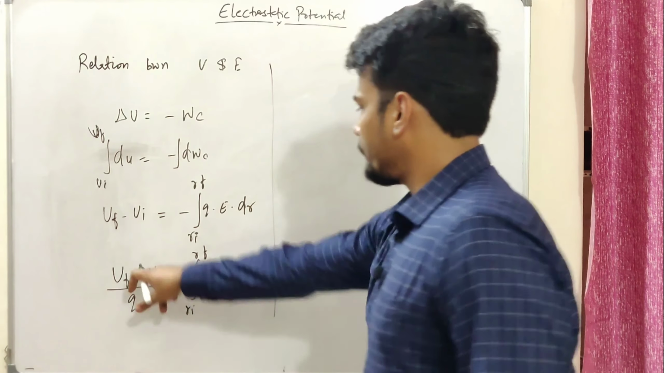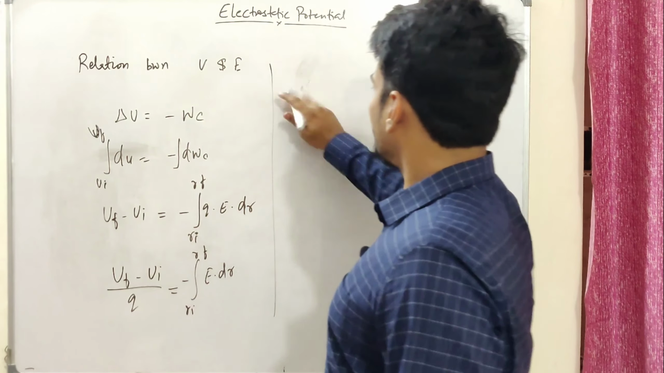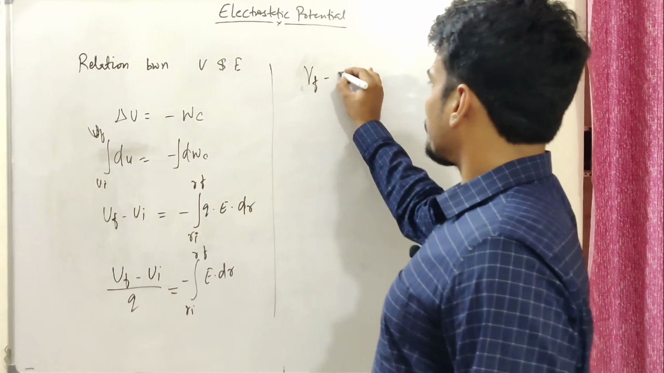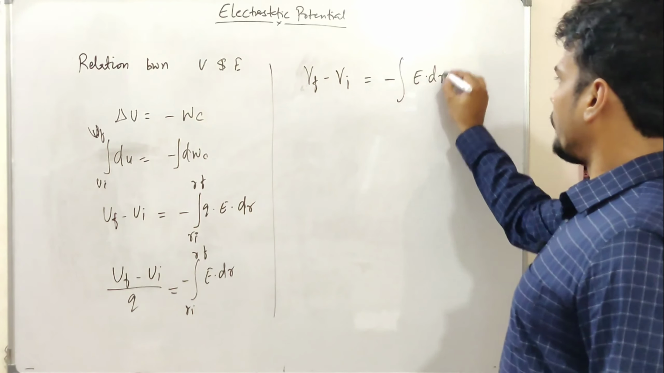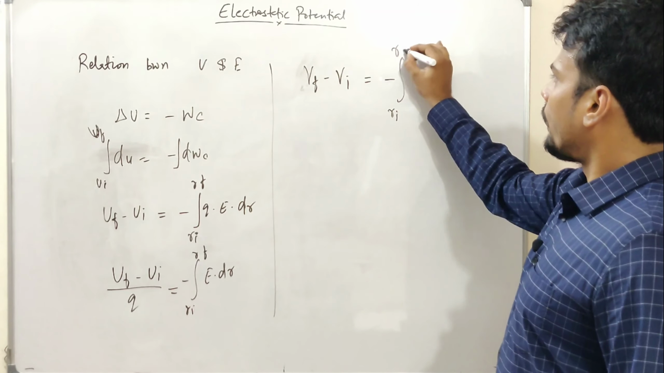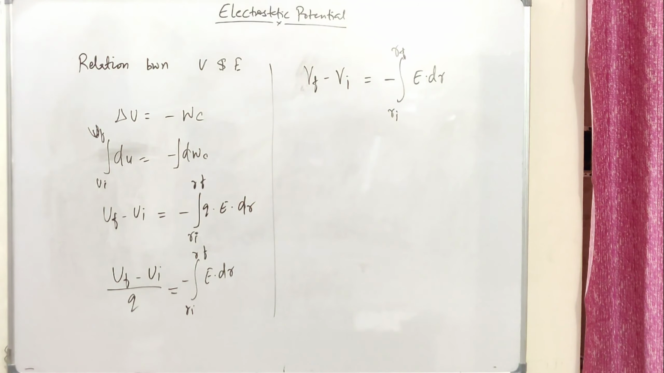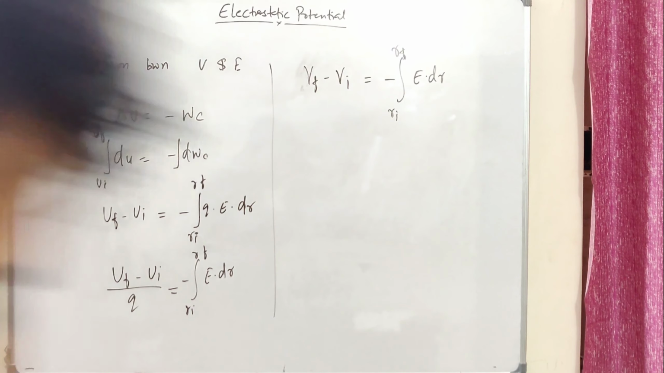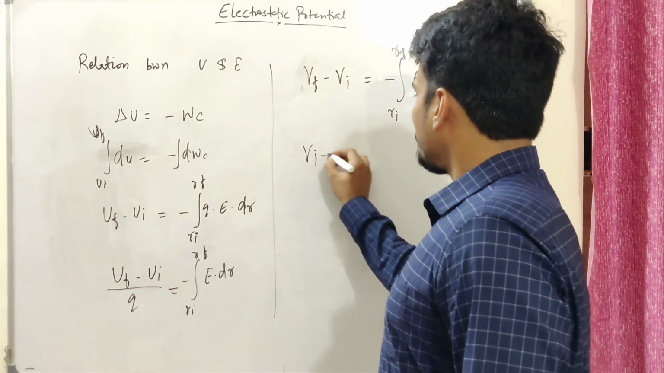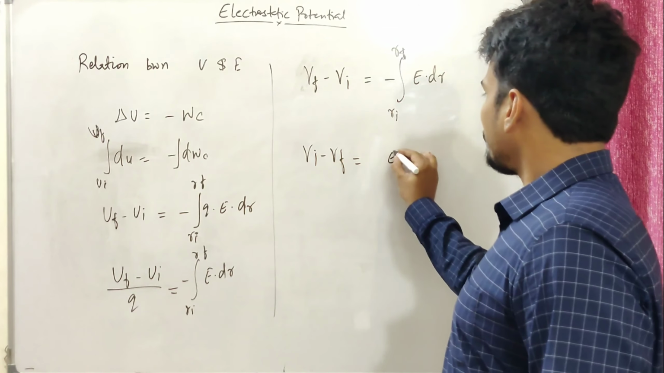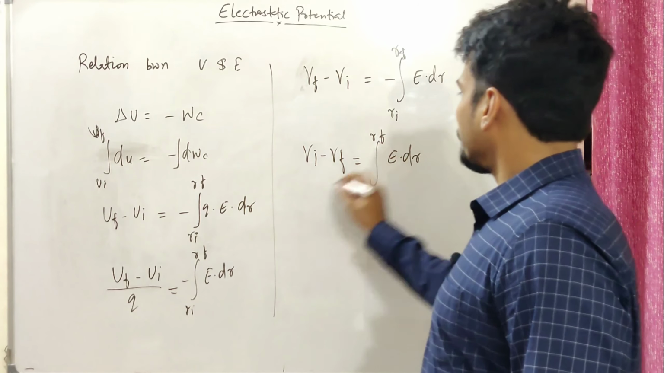Now, having said that, what is that going to be? UF by Q is nothing but final potential energy minus initial potential energy, that's nothing but minus of E dot dr, R initial to R final, right? Now, if I do this way, Vi minus V final, that's going to be E dot dr, R initial to R final.